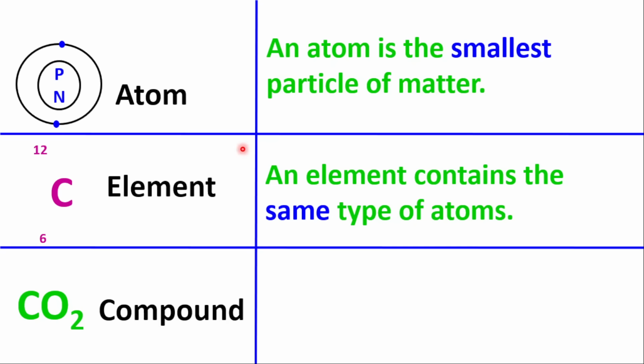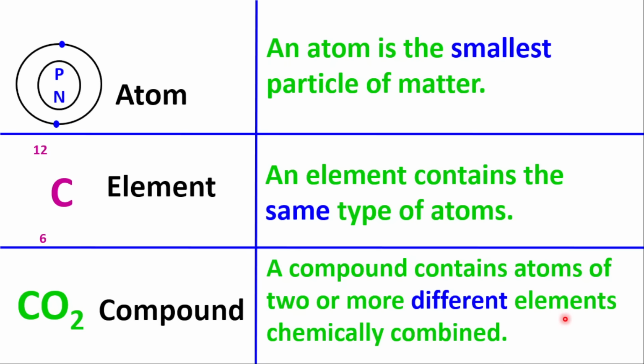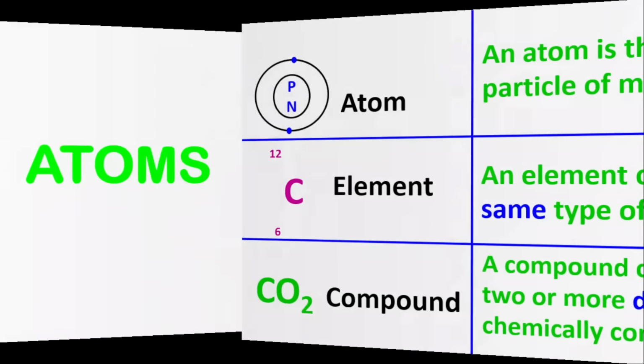A compound is any substance that contains atoms of two or more different elements. So what is important here? A compound must have at least two or more different elements chemically combined. The key word here is different. For example, carbon and oxygen joined together are different elements, and so that is a compound. That's very important. It cannot be the same element, or it's not a compound. I will talk about that shortly.